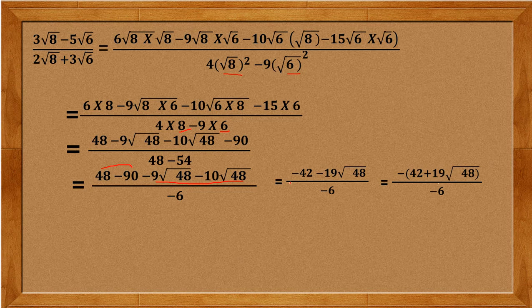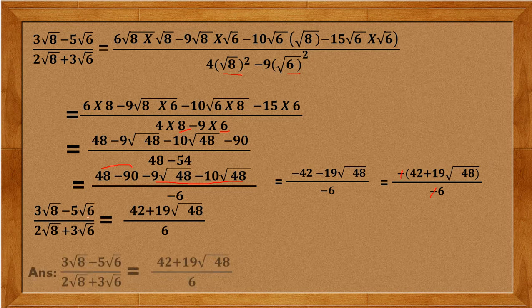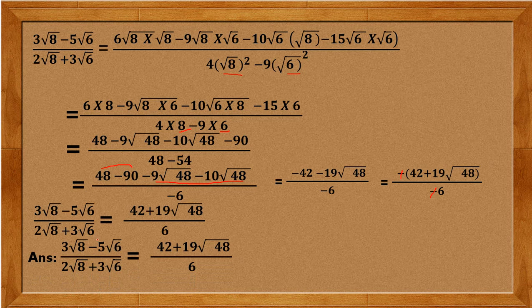How is it minus 6? 48 minus 54 becomes minus 6. Now here numerator and denominator both have a minus sign, so they will cancel out. So we get 42 plus 19 root 48 upon 6 as the simplification of 3 root 8 minus 5 root 6 upon 2 root 8 plus 3 root 6. So in this way we rationalize the denominator and write the expression in the simplest form.